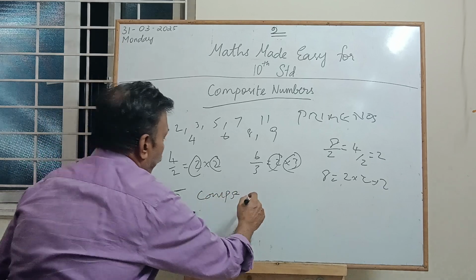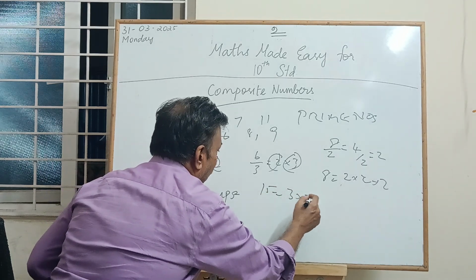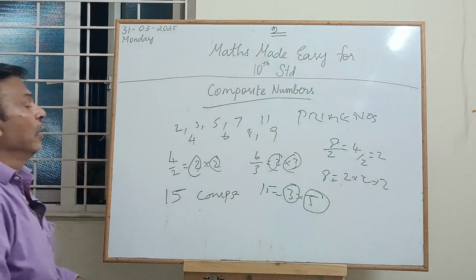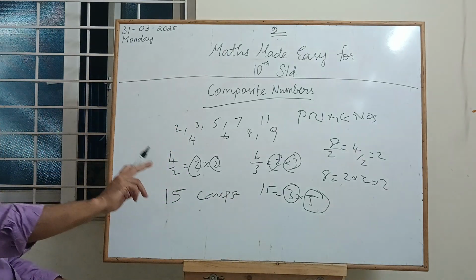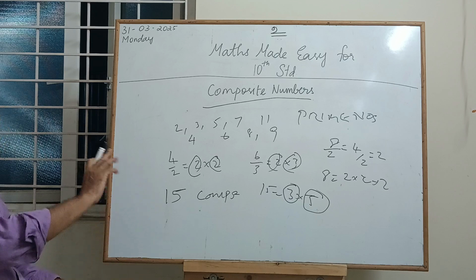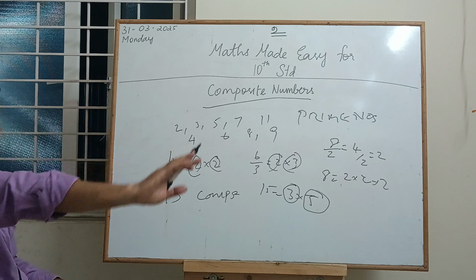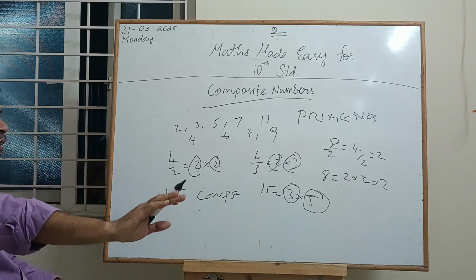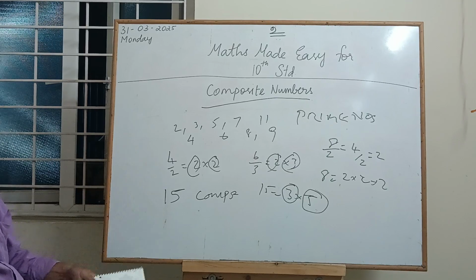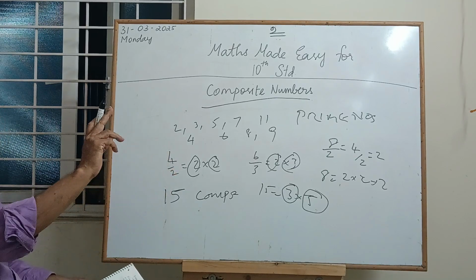That is, 15 is equal to 3 into 5. Again, 3 is a prime number, 5 is a prime number. So a composite number is made up of prime numbers. Without prime numbers, composite numbers cannot exist. Are you clear? Composite number means it is a combination of numbers. But here I told you, a prime number has only 2 factors.